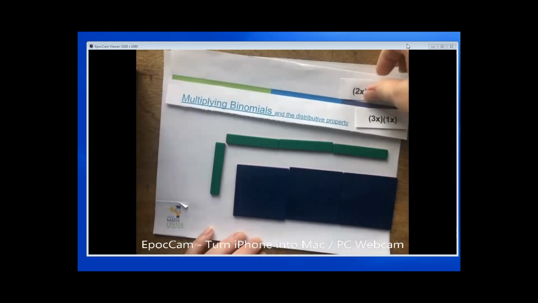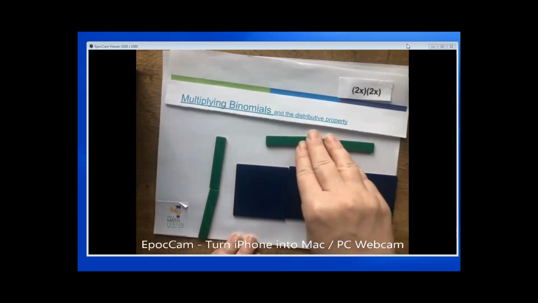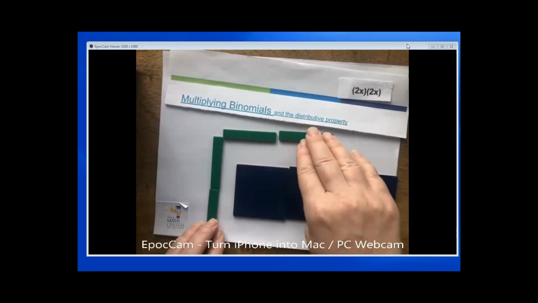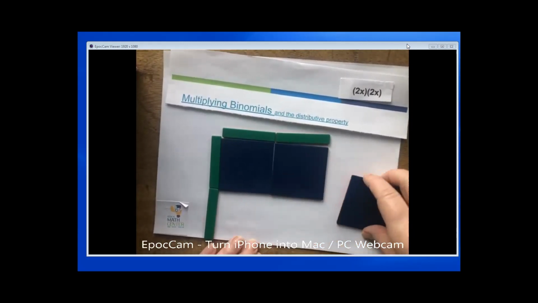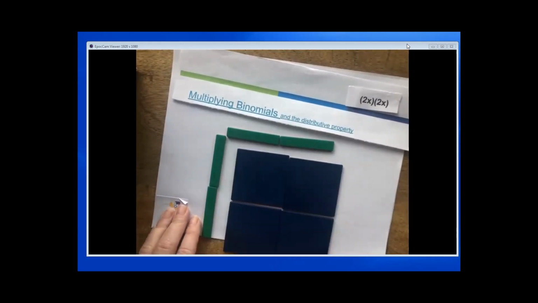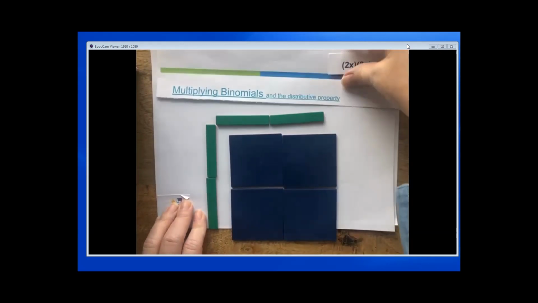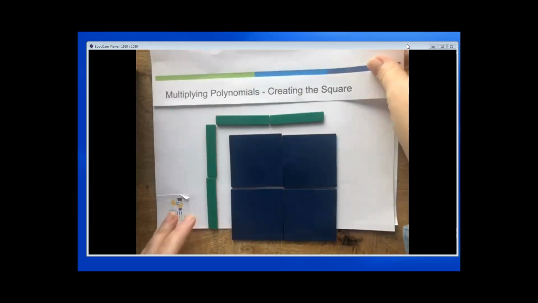How about this one? 2x times 2x. Build it again. And my answer comes right here, 4x squared. It's great that we could just see that. We didn't have to know a formula or a rule.